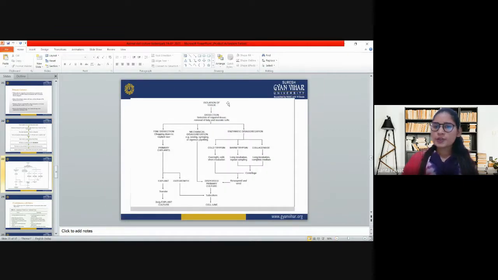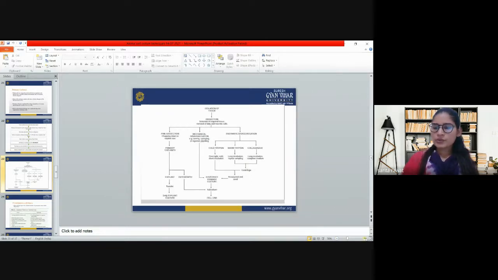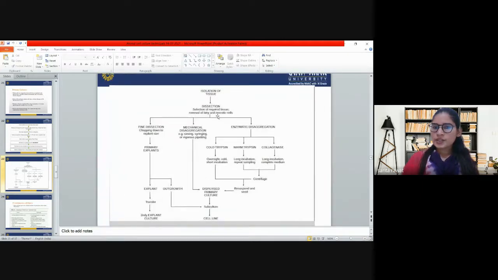Now, this is the isolation of tissue. The first step is dissection or selection of the required tissue, removal of fat and necrotic cells. Then fine dissection, done by chopping down the explant size: primary explant, then explant and transfer, then secondary explant culture, and in explant also the outgrowth, and it goes to subculture and then the cell line is made.